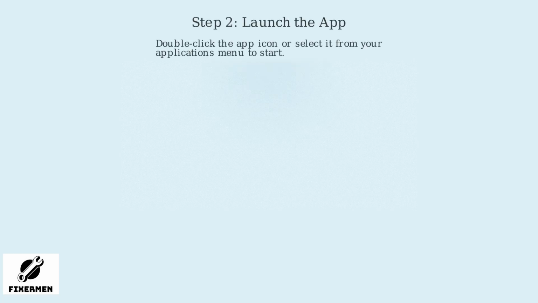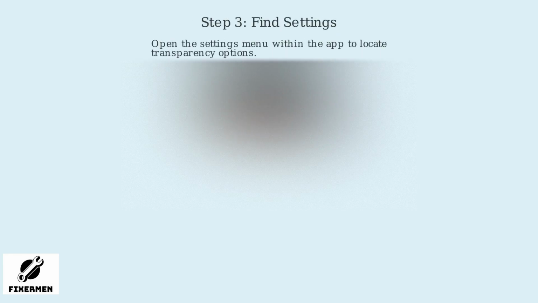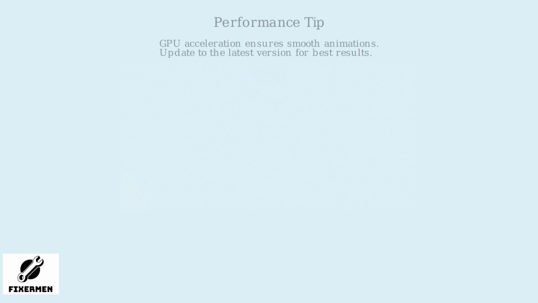For standalone apps like Bongo Cat Overlay, start by downloading and installing the application. Once installed, run the application to launch Bongo Cat Overlay. In the app's interface, look for transparency settings in the menu or options panel. Enable transparency and adjust the opacity slider to achieve your desired level of visibility. These apps often use GPU acceleration for smoother performance, especially with newer versions.